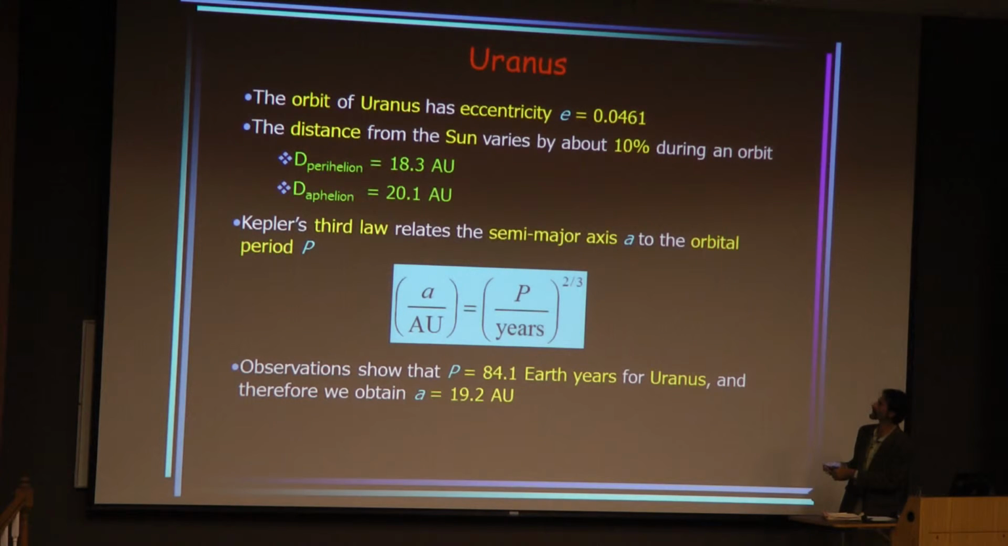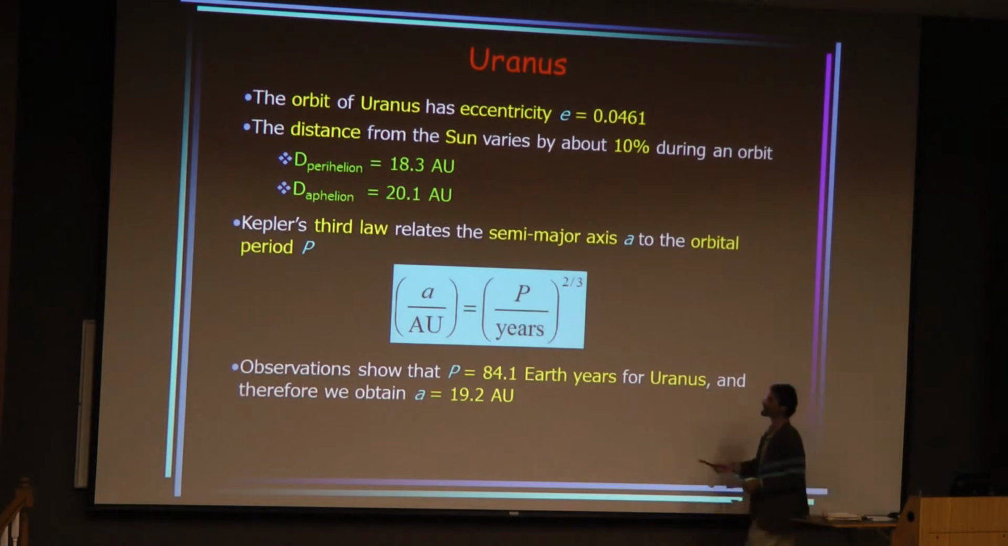Kepler's third law will relate the period to the semi-major axis in the usual way. Here we've set it up so that we can stick the period in on the right-hand side, and we get the semi-major axis. So with a period of 84 years, we find then that the semi-major axis is 19.2 astronomical units. Right between the perihelion and aphelion distances.